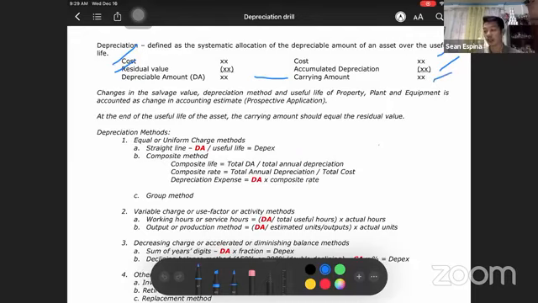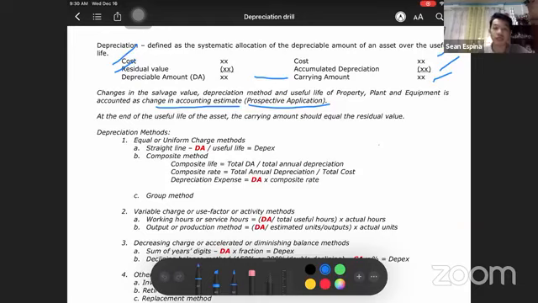Changes in the salvage value, depreciation method, and useful life of property, plant, and equipment are accounted for as a change in accounting estimate, and the application is prospective. Because the useful life, the salvage value, and the depreciation method to be used for our property, plant, and equipment are based on estimates. Di ba? For example, a refrigerator, maybe we will use it for 3 years, or the equipment, we will use it for 5 years.